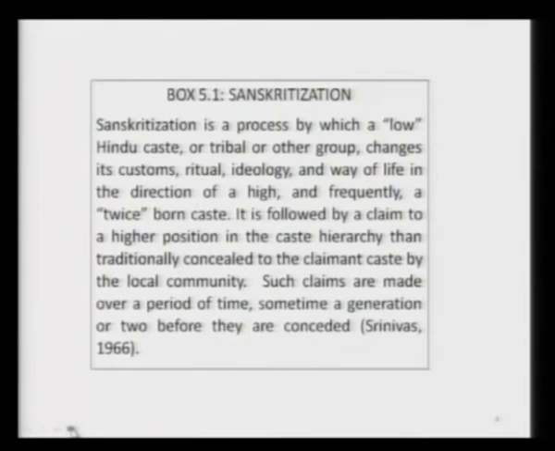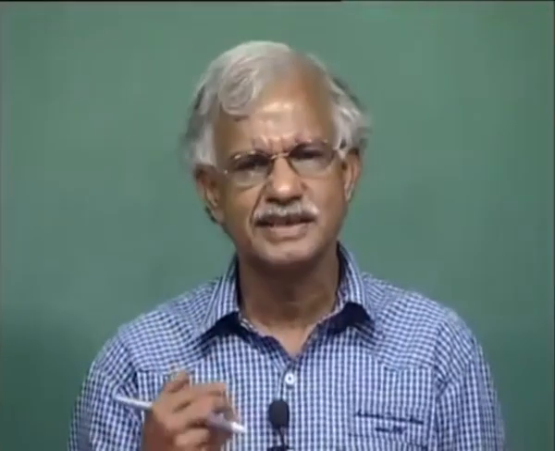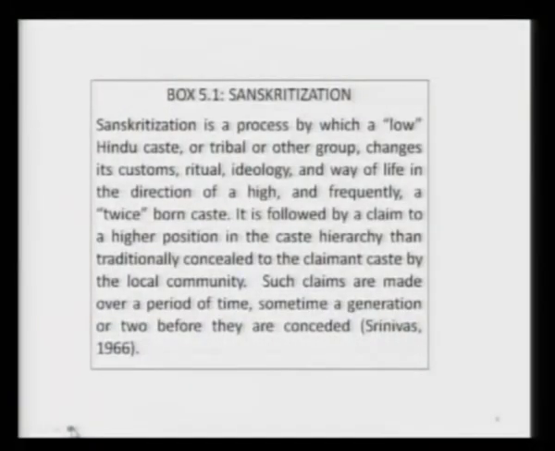To quote M. N. Srinivas, in his empirical studies of villages around Mysore, he gave this concept of Sanskritization. By Sanskritization, he means a process by which a low Hindu caste or tribal or other group changes its customs, ritual, ideology and way of life. So, it can be changed in anything.